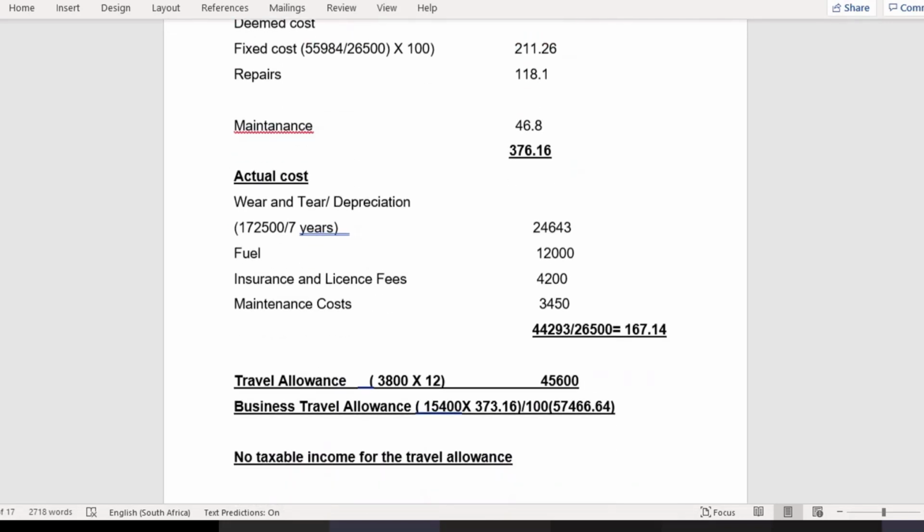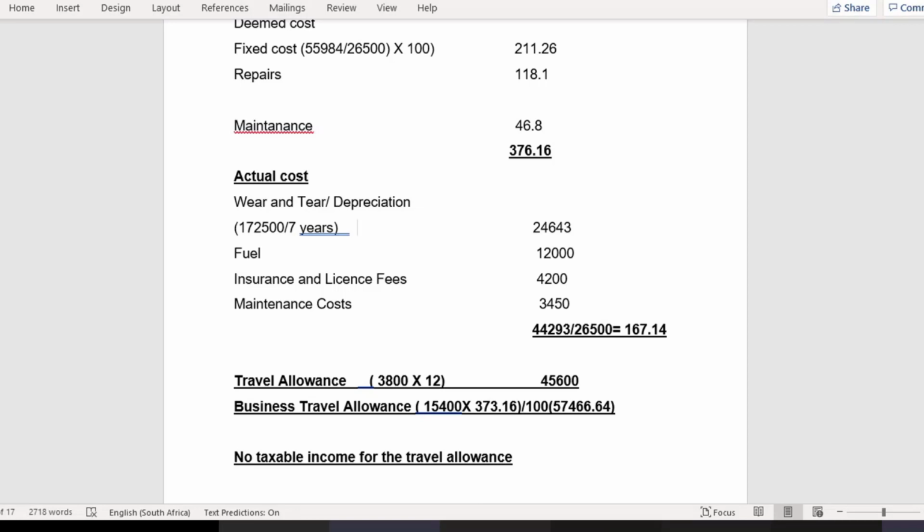As soon as you've got your actual cost per kilometer and the deemed cost per kilometer, you look at which one is greater between the two. In this question, we found out that the deemed cost is greater than the actual cost. That's why we used it for the travel allowance. You look at how much travel allowance has been given, which is 3,800 rand for 12 months. It amounted to 45,600 rand.